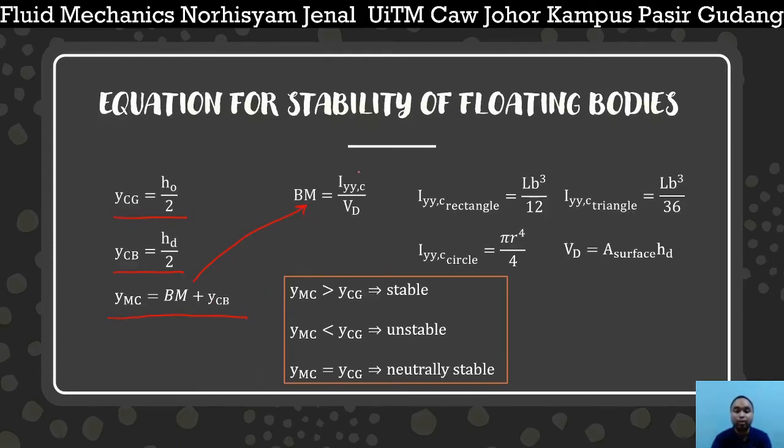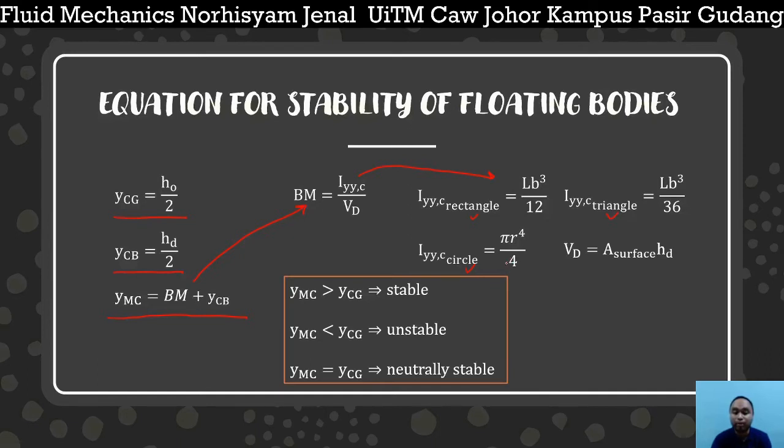BM is equal to the second moment of inertia in the y plane, or YY plane, divided by the volume of displacement, and the second moment of inertia is different for each different surface. For example, this is a rectangle, this is a triangle, and this is a circle. For a rectangular surface, the equation is LB cubed over 12. A triangular surface is LB cubed over 36. And for the circular or round surface, it is pi r to the fourth over 4.